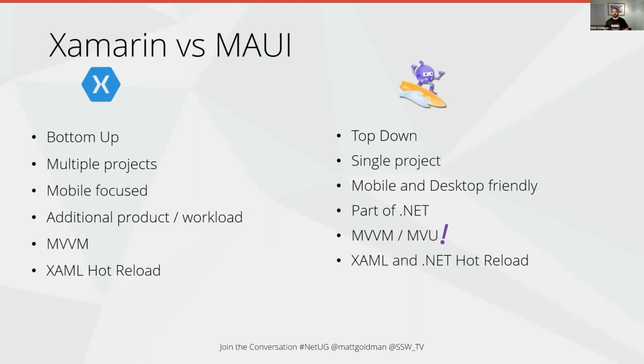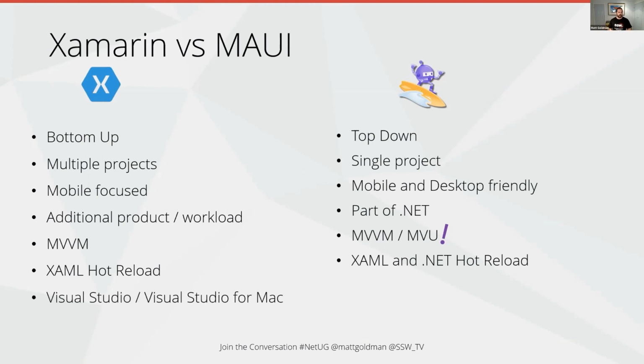With MAUI, we'll have XAML and .NET hot reload. The difference here is that not only can you change code for your UI while it's running, but you can actually change your .NET code as well. You can apply that code while it's running without having to restart your application. What's interesting is that that's not a feature of MAUI at all. That's actually a feature of .NET 6. So you'll get that in ASP, you'll get it in Blazor, and you get it for free in MAUI as well. That's going to be a real improvement to the developer experience with MAUI over Xamarin.